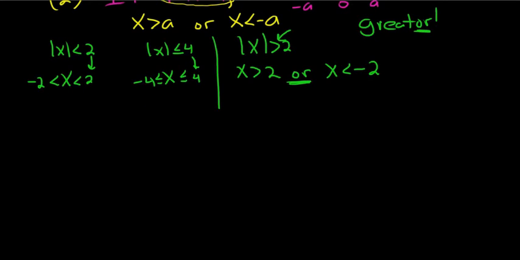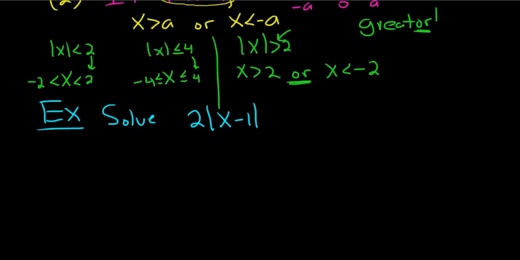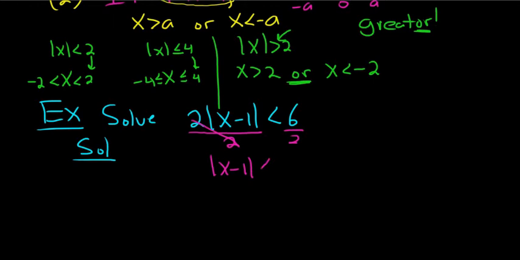So less than, and then greater than. That's fun to do. All right, let's solve some of these. Solve. Let's do 2 times the absolute value of x minus 1, less than 6. So this one is a less than. Before we drop the absolute value, we should always isolate the absolute value. So we divide by 2. So you get the absolute value of x minus 1, and then 6 over 2 is 3. And this one is less than.